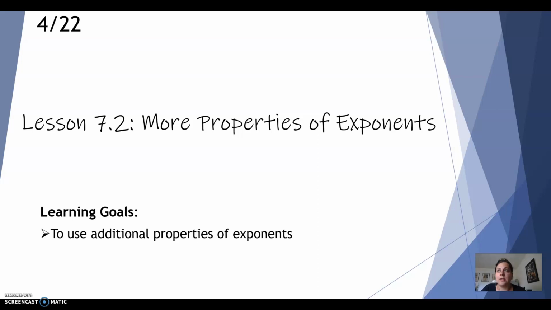This one, I'm going to teach you about 3 other properties of exponents. So you will have a total of, I believe, 6 properties of exponents that you will learn. And eventually we will put them all together. So hopefully you have been mastering each property individually. So let's begin.